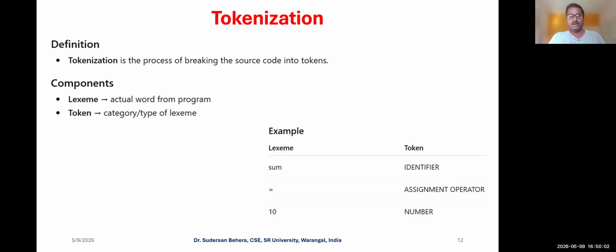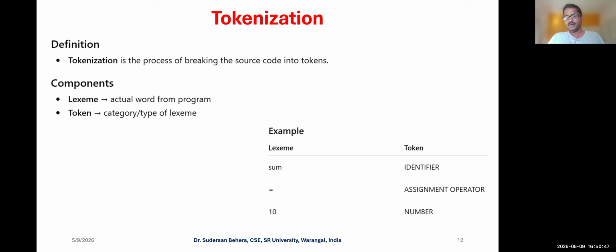Once again, let us repeat. Tokenization is the process of scanning the source code character by character. Upon identifying a sequence of characters, that means a single word or a single lexeme, find out the corresponding token type, or the corresponding class of that word. Which class does that word belong to? What is the token class of that word? That is called tokenization.